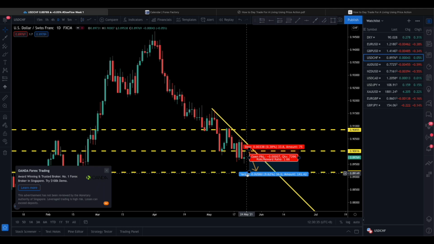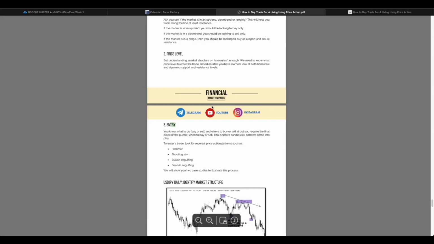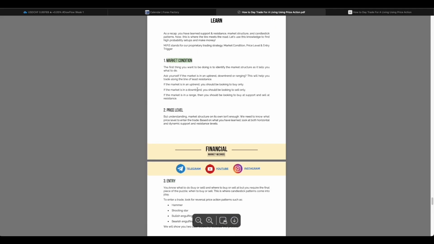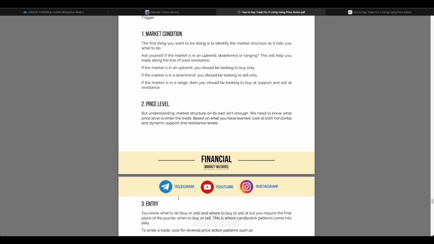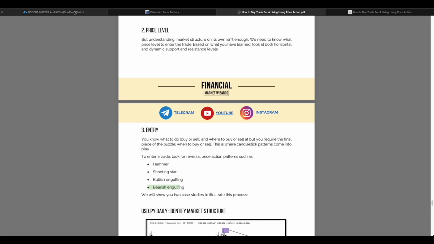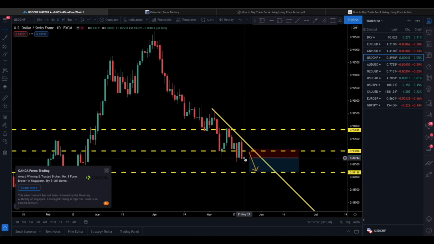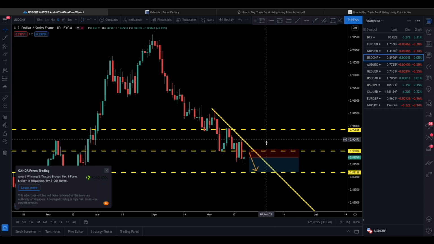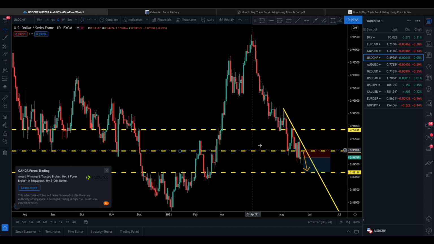Okay, so this Dollar Franc is a trade that I recommend, because it fulfills all three steps right here. We have the market condition, it's bearish. We have the price level, which is the recent swing low, and lastly we have an entry trigger, which is kind of like a bearish engulfing, as well as a doji right here. So please pay attention to this currency pair. Look for this trade next week.